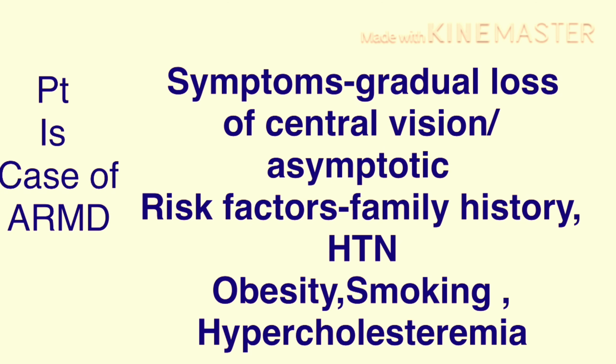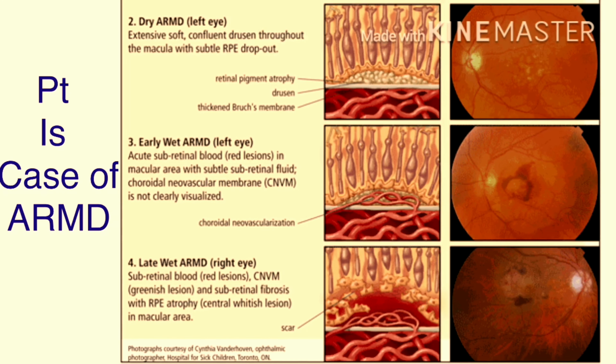In case of ARMD, gradual loss of central vision or asymptomatic, family history, obesity, hypertension, smoking, and hypercholesterolemia are the risk factors. Dry ARMD, there is soft drusen throughout the macula. In case of wet ARMD, subretinal fluid and subretinal blood will be there. In case of late stages of wet ARMD, this blood and fluid will cause fibrotic changes at the macula.